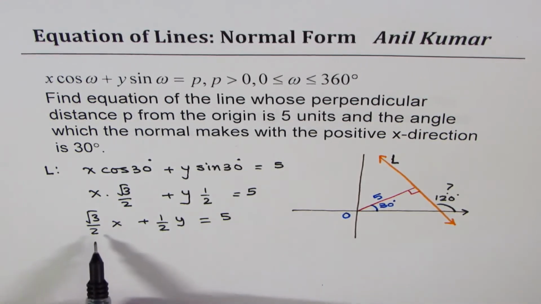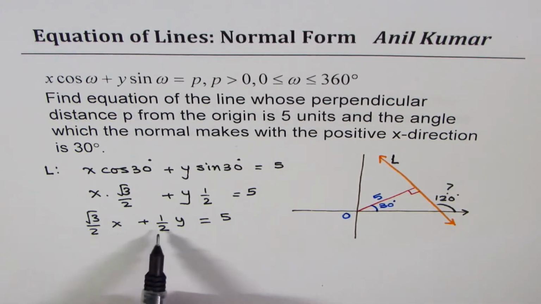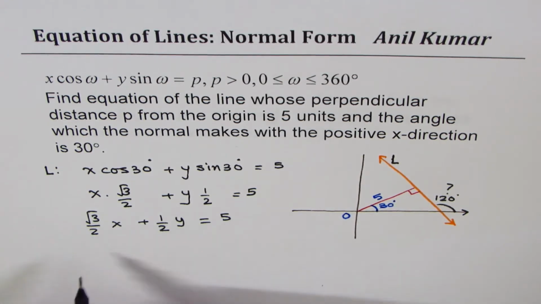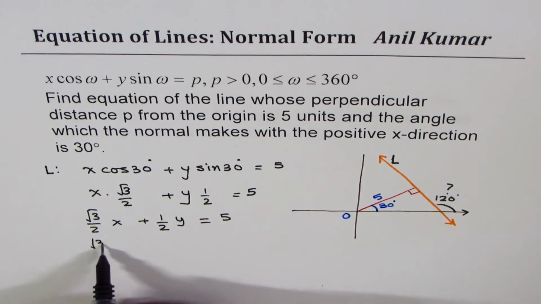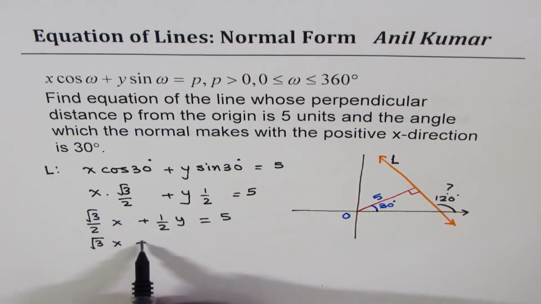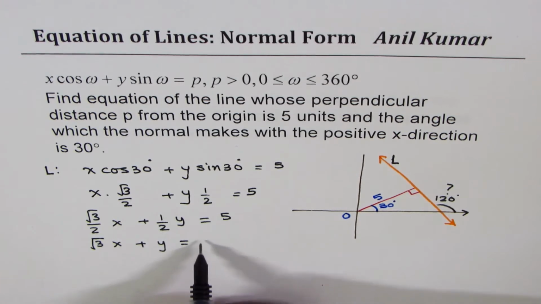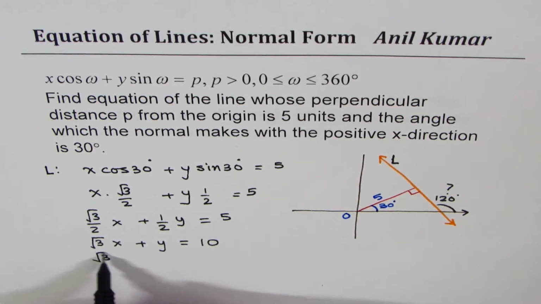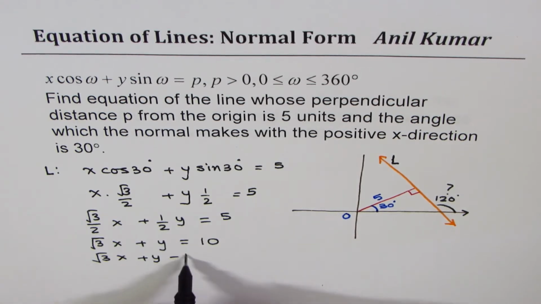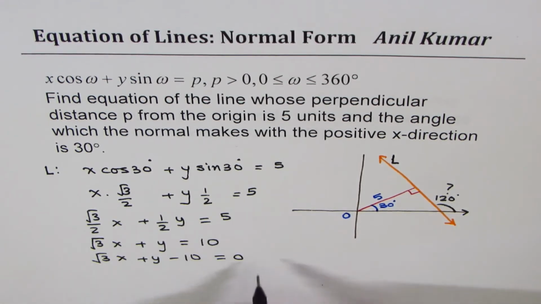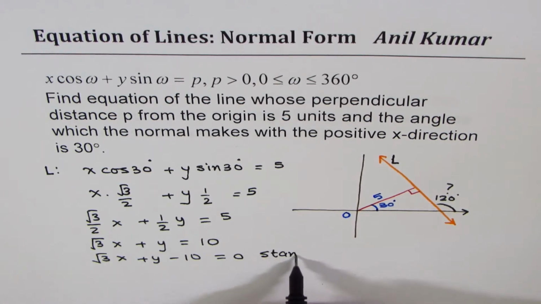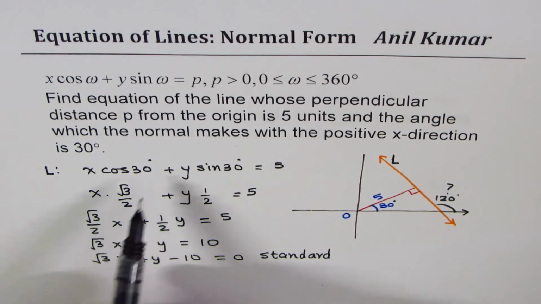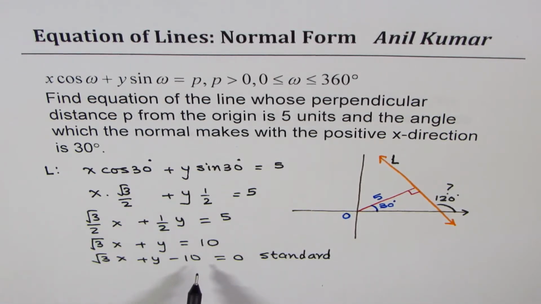So you could write this in standard form also as square root 3 over 2 x plus half y equals 5. And normally in standard form we try to avoid fractions. So multiplying each by 2, we get square root 3 x plus y equals 10. You could also bring them together and write square root 3 x plus y minus 10 equals 0. And that becomes the standard form. Do you see that? So that is a familiar equation.